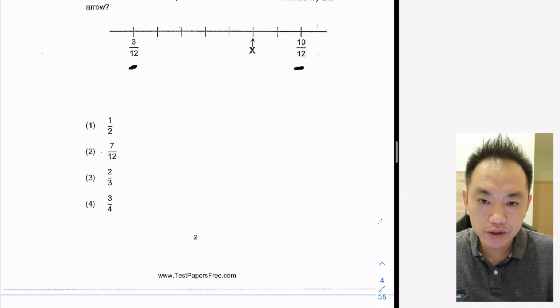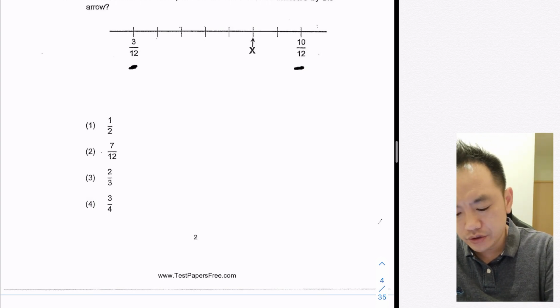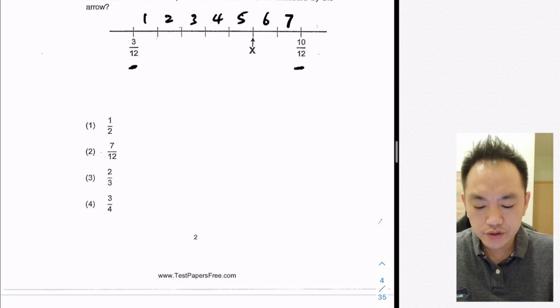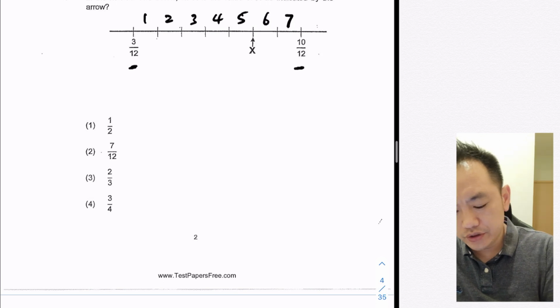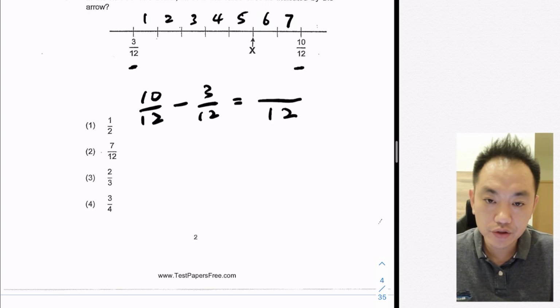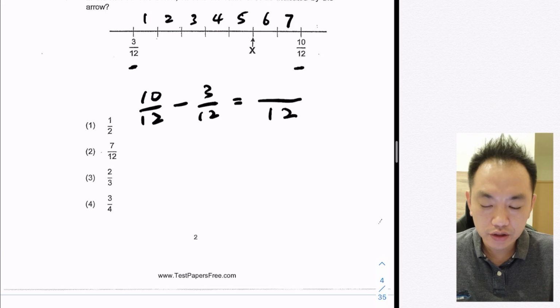So let's count how many sectors there are. It's 1, 2, 3, 4, 5, 6, 7. So in total there were 7 of them. And then if you see from 3 to 10, they are also totally 7. So if you take the end minus the beginning, again just like the last question for subtraction of fractions, you keep the bottom number the same, and then you do the calculation on the top.